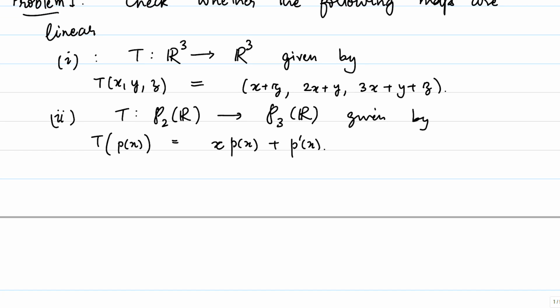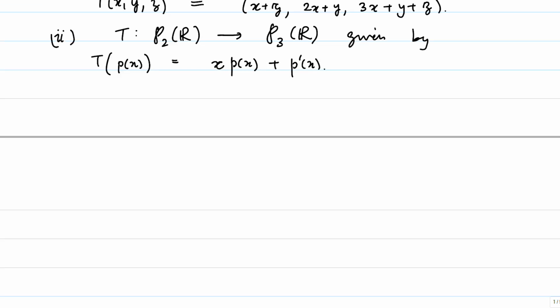Checking whether a given map is linear or not is quite straightforward if you recall the simpler condition that we had found for checking such cases. So let me just recall that for you. Solution.